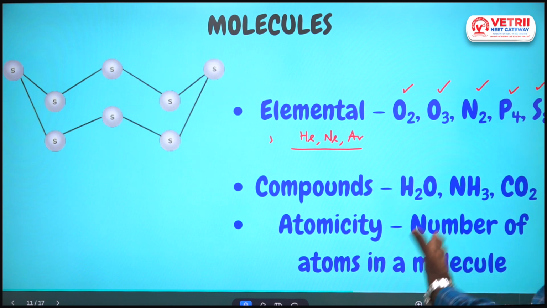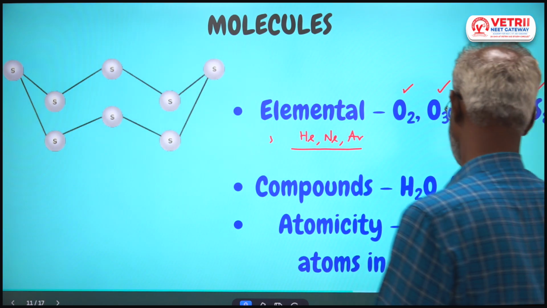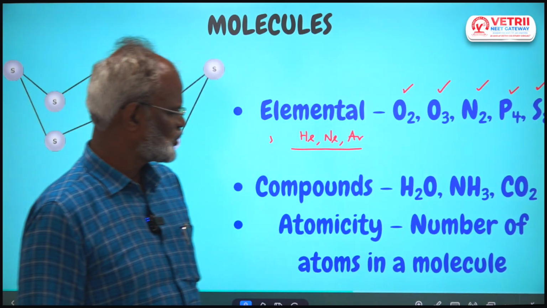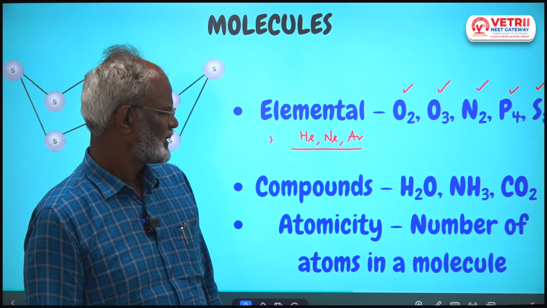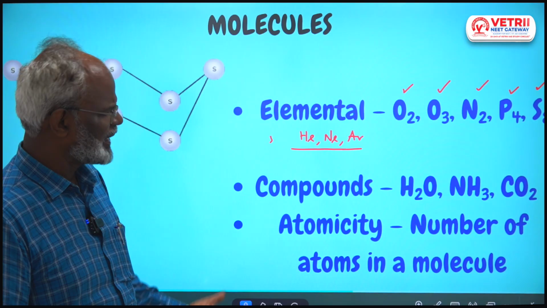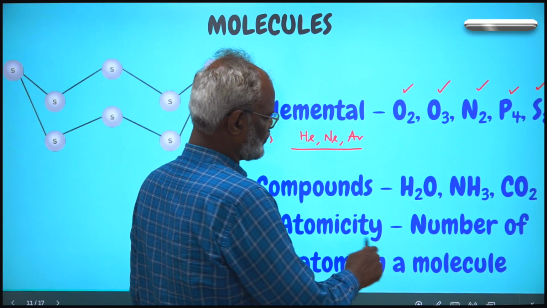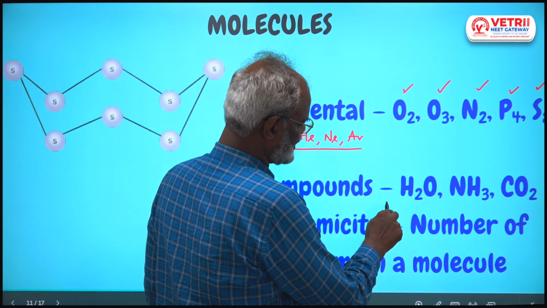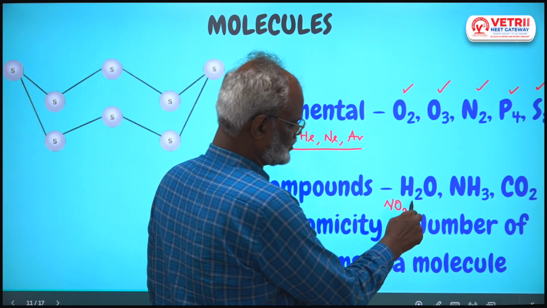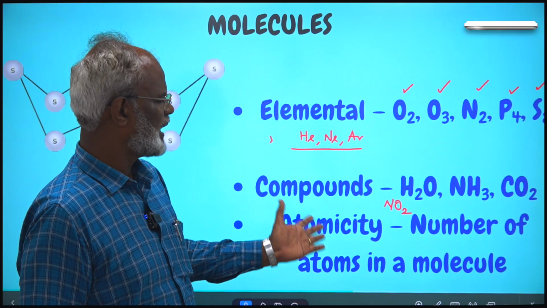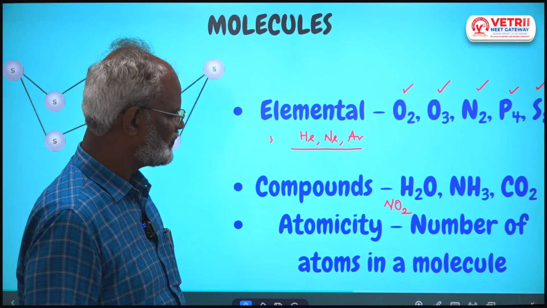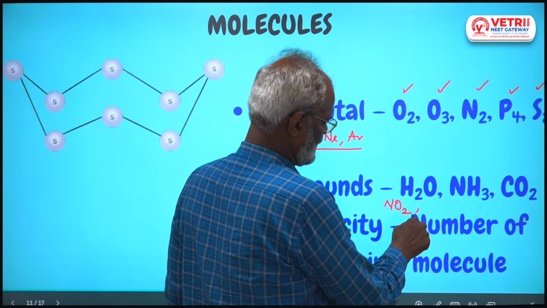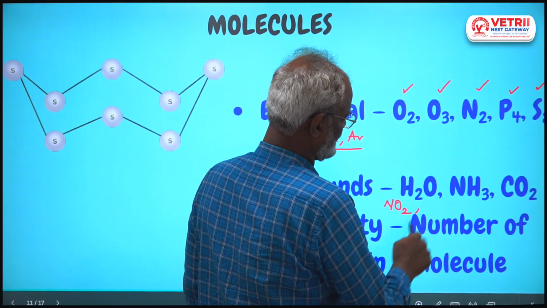When they have more than one type of atom, they are called compounds. Some examples: H2O, NH3, CO2, NO2. These all have more than one type of atom, so they are called compounds.